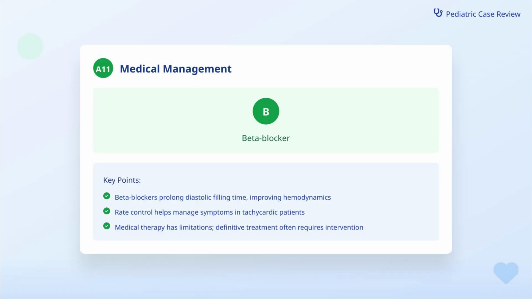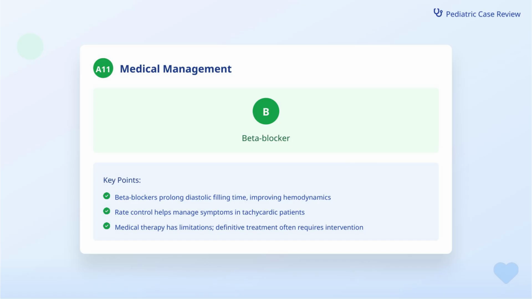The correct answer is B, beta blocker. Beta blockers are the most appropriate medication for this patient with mild mitral stenosis and sinus tachycardia. By slowing the heart rate, beta blockers prolong diastolic filling time, which is particularly beneficial in mitral stenosis where blood flow across the stenotic valve occurs during diastole. This improves hemodynamics and can help alleviate symptoms.